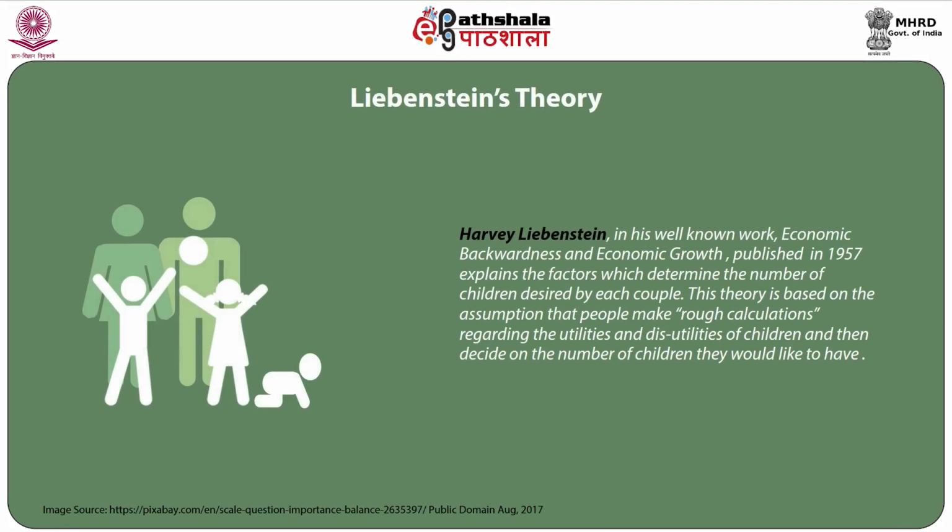Harvey Leibenstein in 1957 wrote a paper called Economic Backwardness and Economic Growth. One of the assumptions in this is that people make rough calculations regarding the utilities and disutilities of children and then decide on the number of children they would like to have.